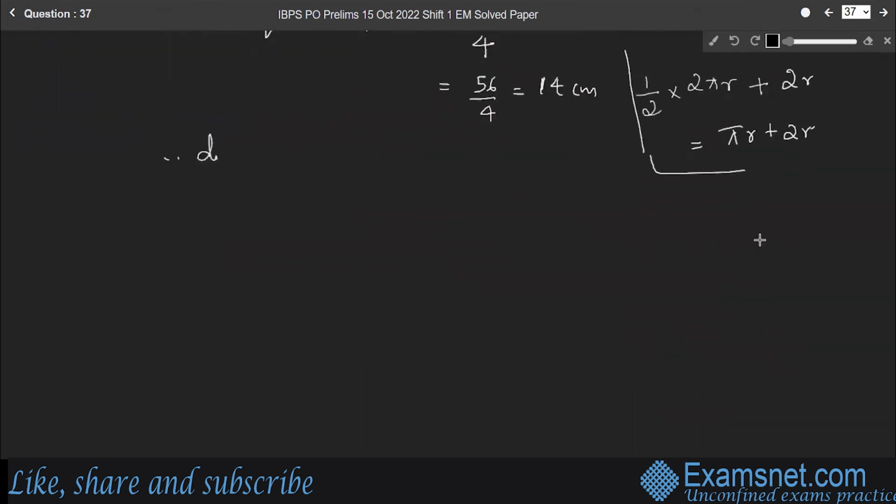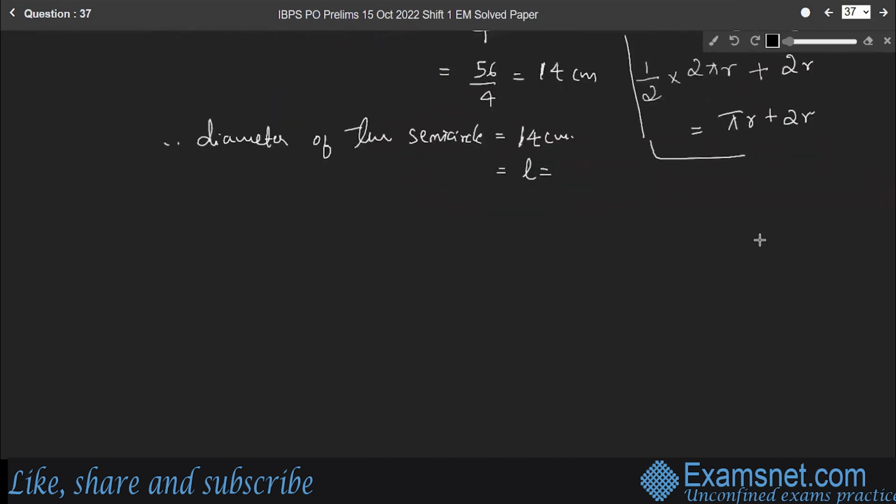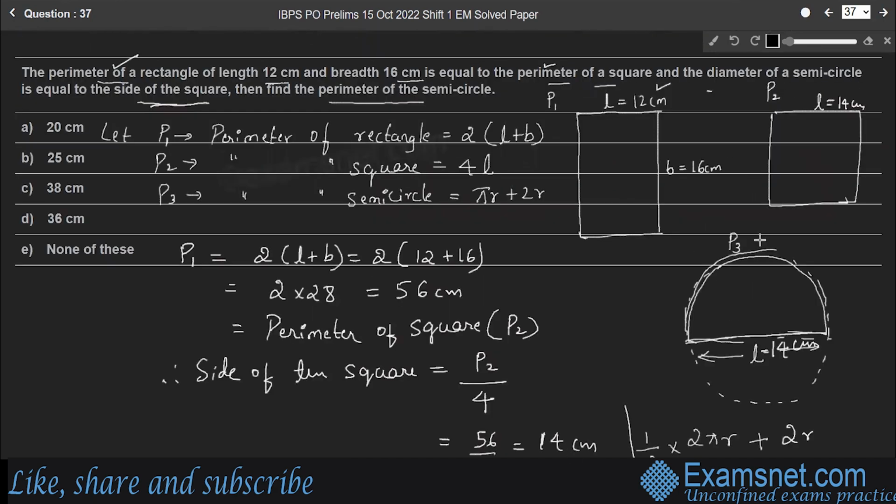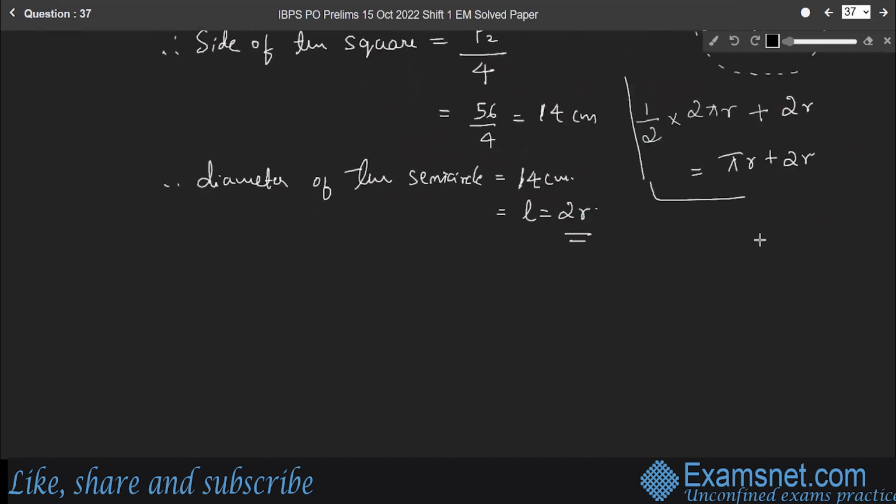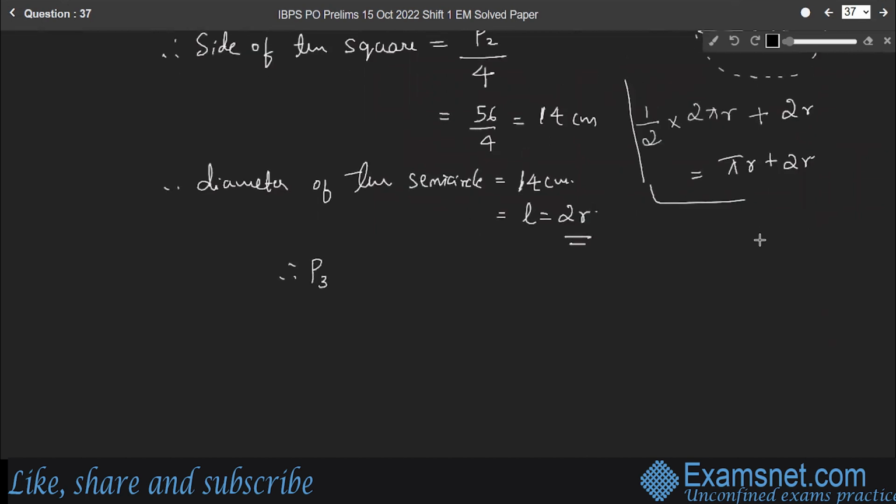Therefore, diameter of the semicircle is equal to 14 centimeter, which is L. So in case of semicircle, diameter is 2 times radius, 2r. Therefore, we need to find perimeter of the semicircle. Perimeter of the semicircle P3 is, by the formula, pi r plus 2r.